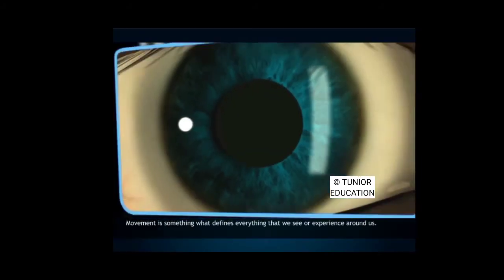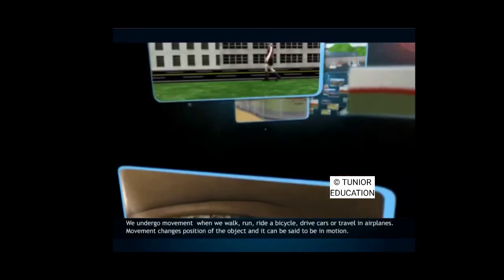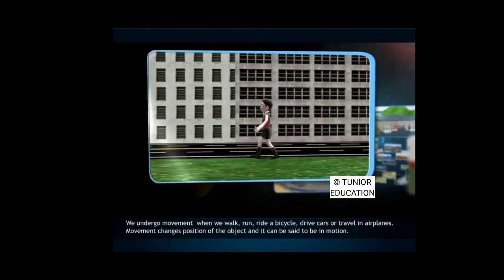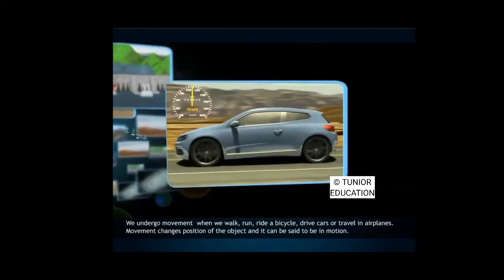Introduction to motion. Movement is something that defines everything that we see or experience around us. We undergo movement when we walk, run, drive cars, or travel in airplanes. Movement changes the position of the object and it can be said to be in motion.